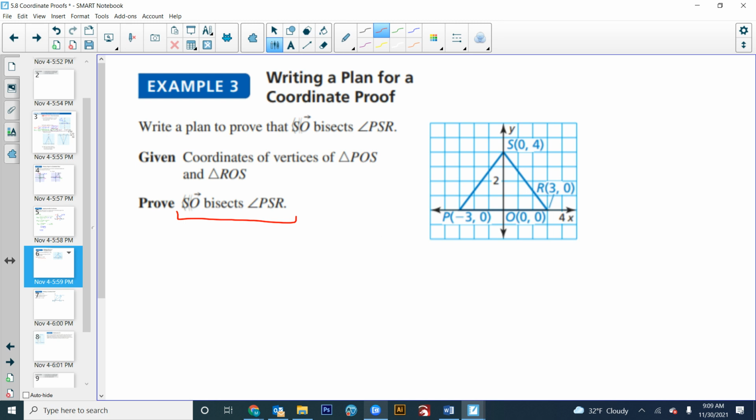Well, and it just says write a plan. We're not actually doing a two-column proof, okay? We're writing a plan. So this is kind of like what we call a paragraph proof.